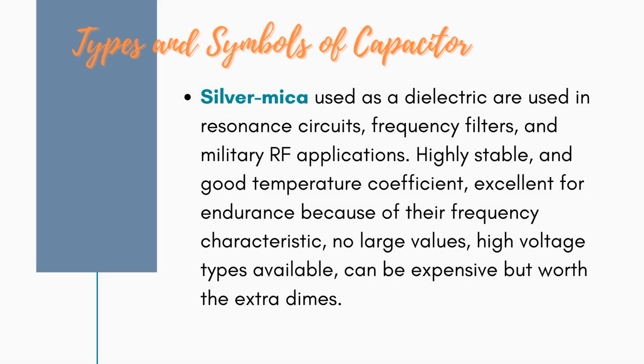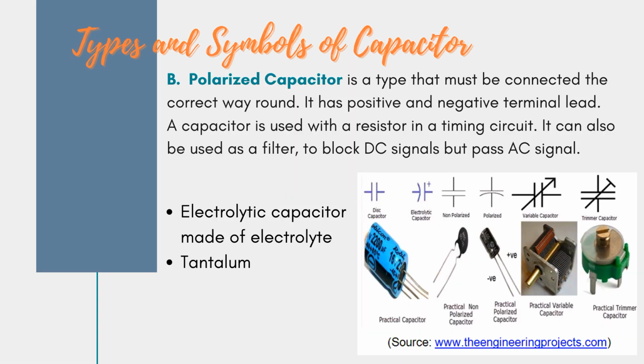2. Silver mica. Silver mica used as a dielectric is used in resonance circuits, frequency filters, and military RF applications. Highly stable, and good temperature coefficient. Excellent for endurance because of their frequency characteristic, no large values. High voltage types available, can be expensive but worth the extra dimes.